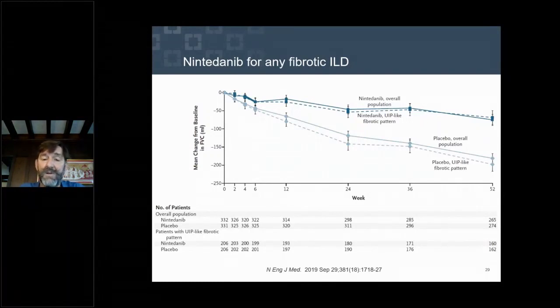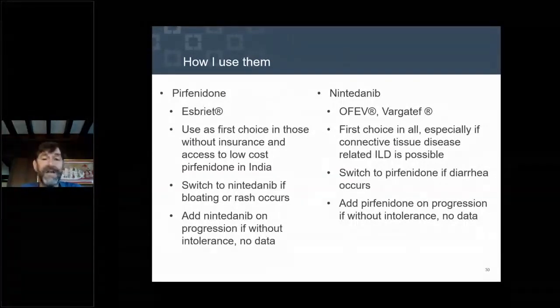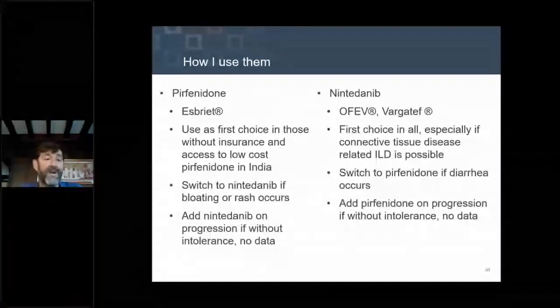For the last 2 years, we've really begun to talk about, instead of just a pattern of injury or IPF, progressive pulmonary fibrosis, because we know that's not going to be good. How I use them? Basically, I use pirfenidone and nintedanib interchangeably depending on the insurance.